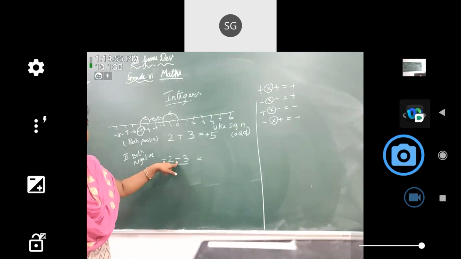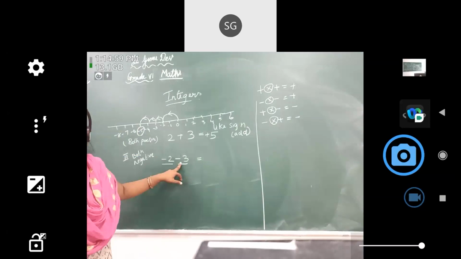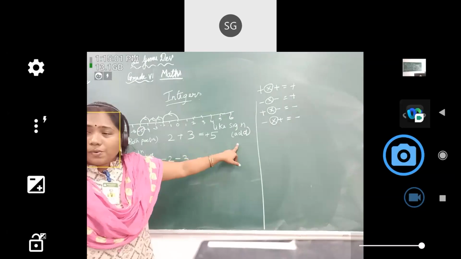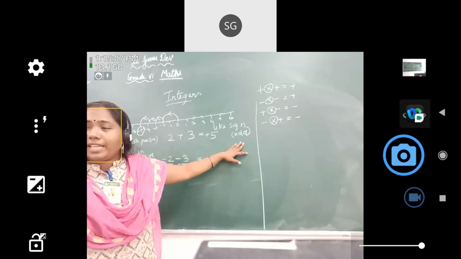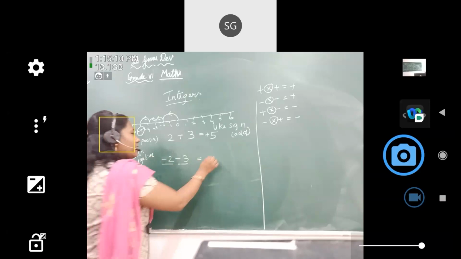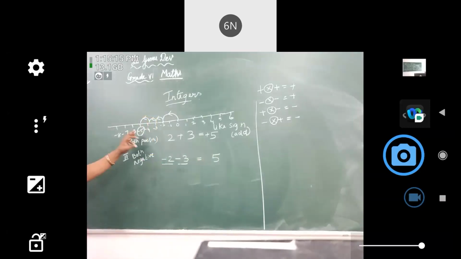So when it is like sign, what should I do? Ma'am, add. Add the absolute values. You can think that you're going to add the absolute values. So 2 plus 3 is 5. And what about the sign? Ma'am, it comes minus. Minus.